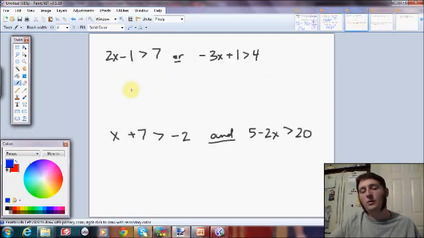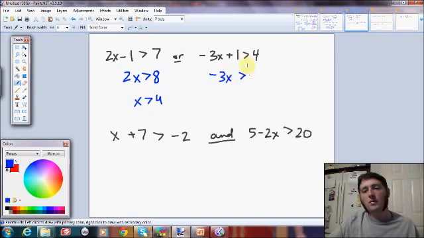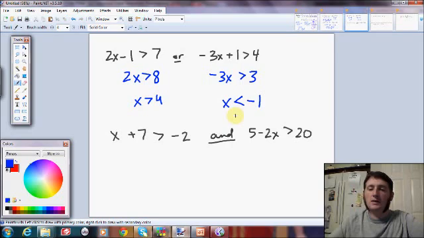Alright. Well, these are a little more interesting looking. Here we go. Add 1 to get 8. 2x is greater than 8. Divide by 2. X is greater than 4. See, here we would subtract 1. 4 minus 1 is 3. Divide by -3, so x is, let's see, -1. We got to reverse. So here's our or. X is greater than 4 or less than -1.